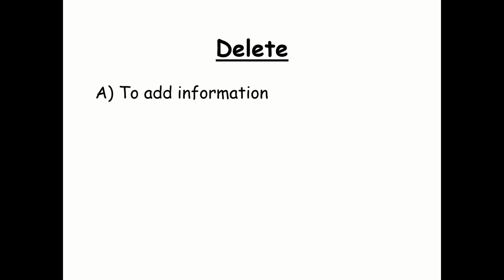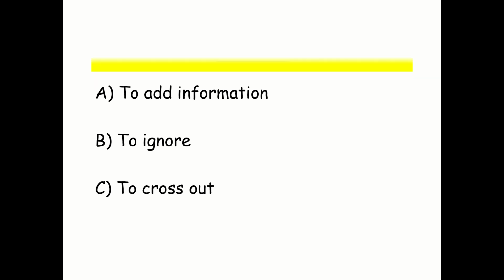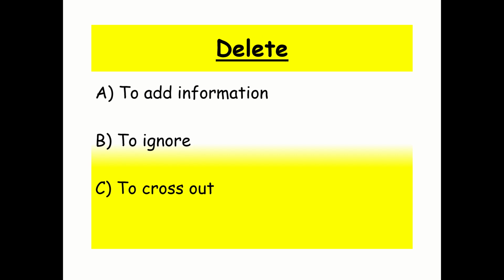So is it A, to add information, B, to ignore, or C, to cross out? Please pause the video and think about your answer. Okay, so delete, what does that mean? Is it A, to add information, B, to ignore, or C, to cross out?